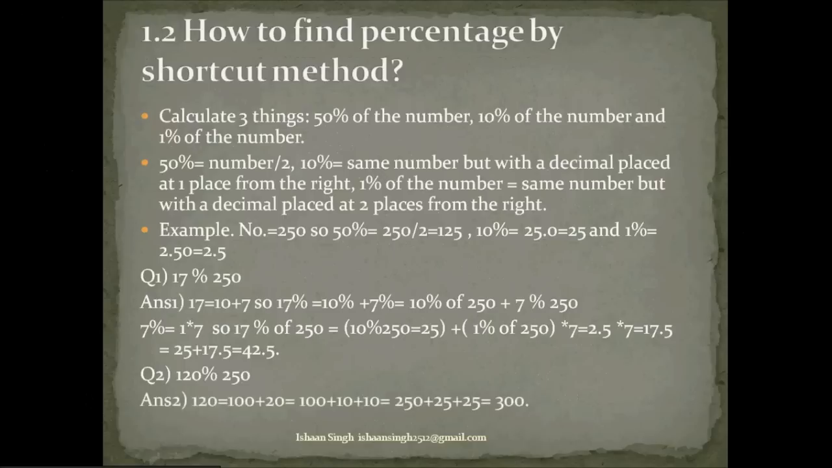Look at the solution if you want. 120 is equal to 100 plus 20, which is 100 plus 10 plus 10. That becomes 250 plus 25 plus 25 is equal to 300. I hope you have understood this shortcut method. Always try to use this method whenever you are dealing with a percentage containing mixed fractions, or you are dealing with tough numbers. Always use this method in your competitive exam. It will save a lot of time. Just practice a few questions on it from any booklet that you are using, and you will be through.